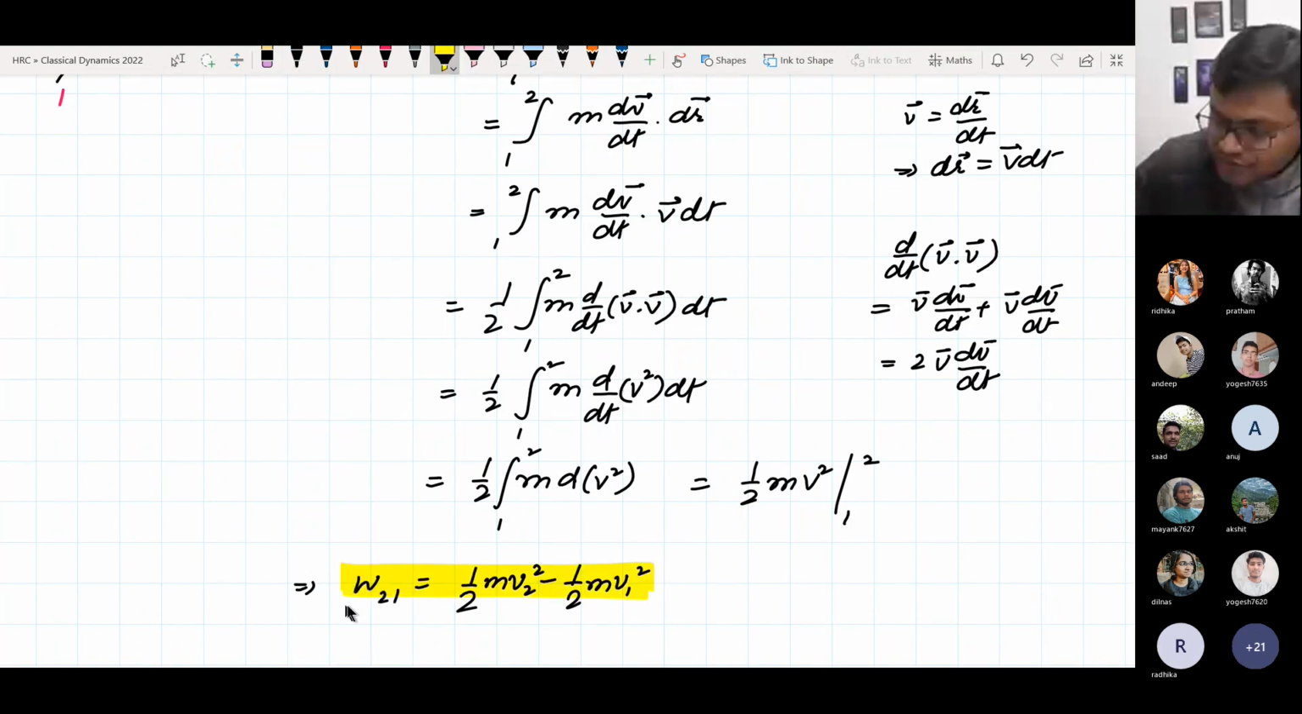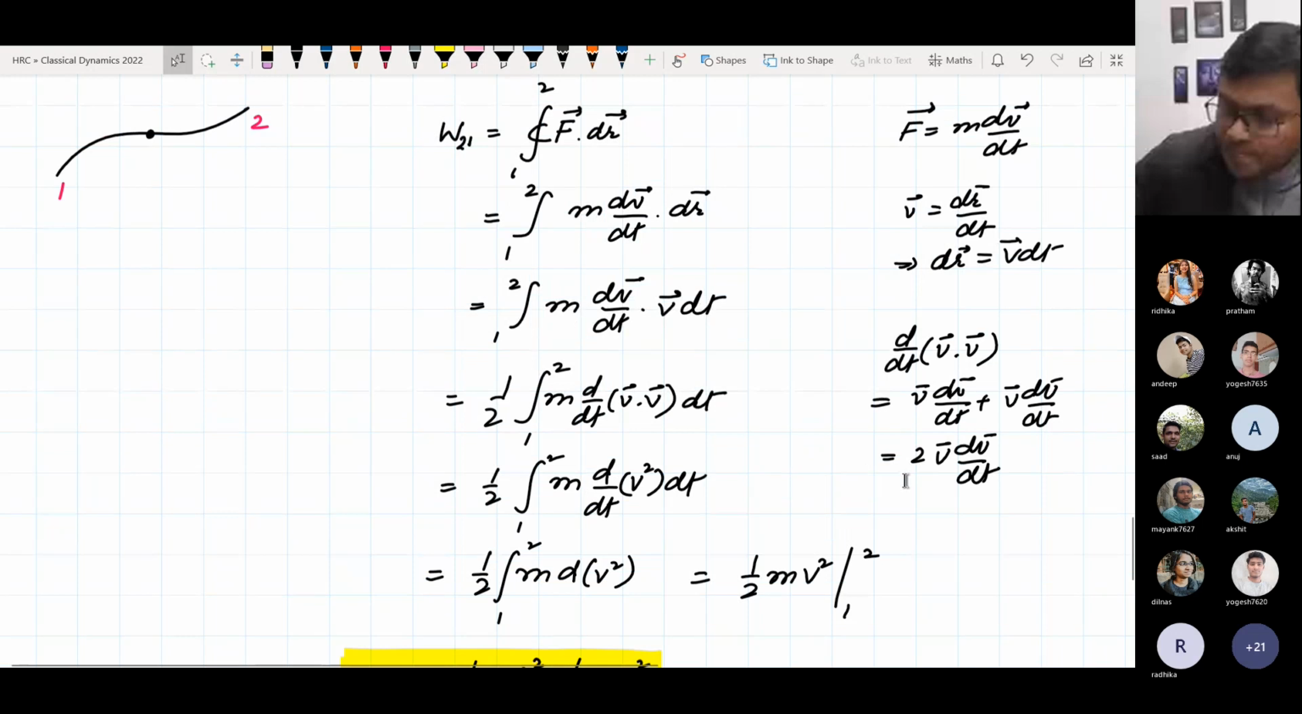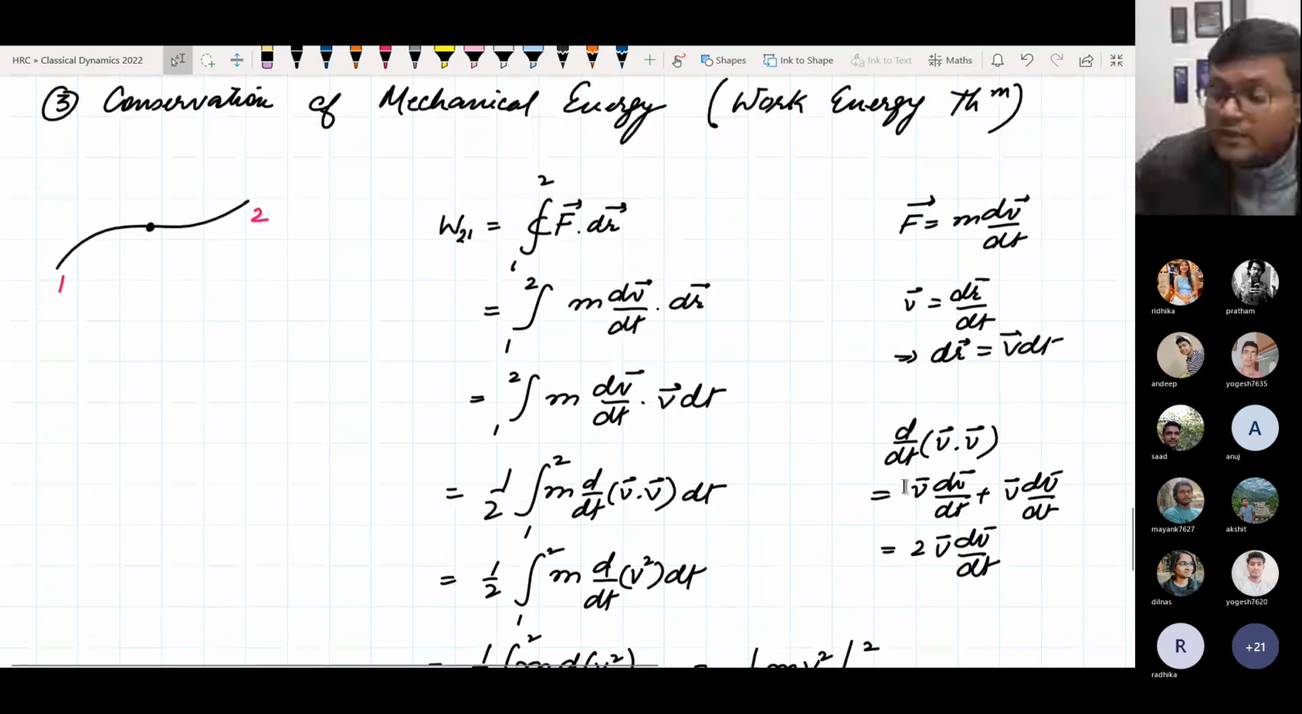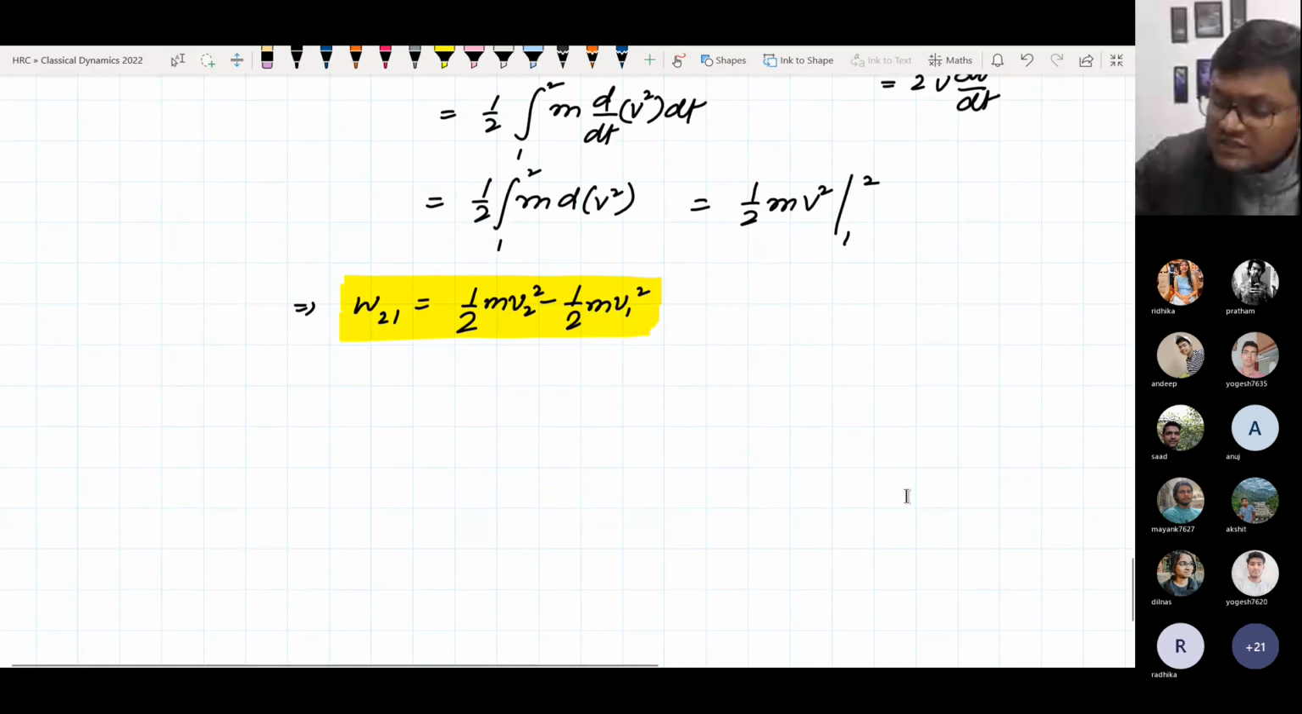ठीक है, calculation is clear? Yes, sir. Now, of course, this is very, very important. We have created a new definition of what work is. So it defines what work is. But now we see these quantities arising all the time and we need to define them.